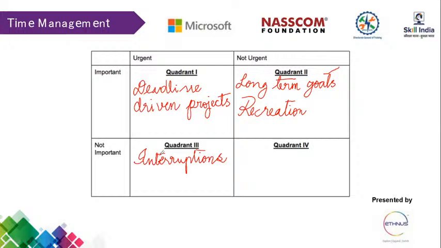So I want you to fill this column with the activities that are not important and not urgent, especially related to entertainment, which you feel is a waste of time. All those things you can mention as not important, not urgent.